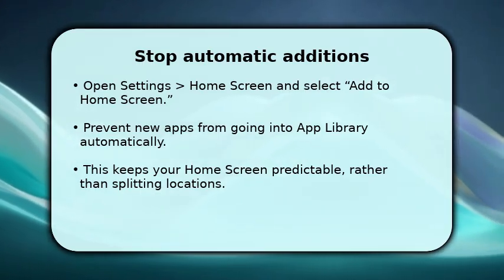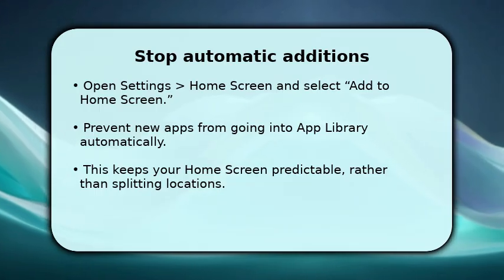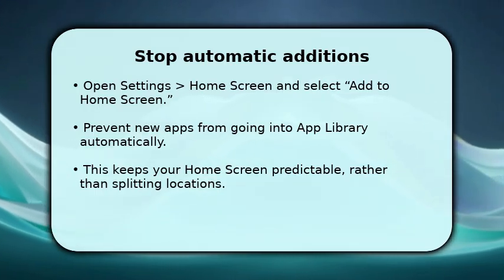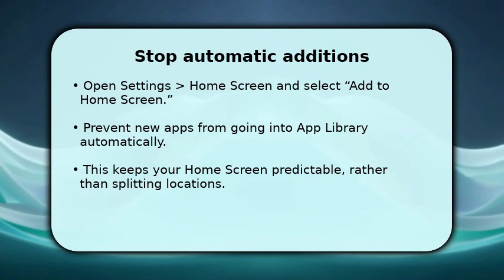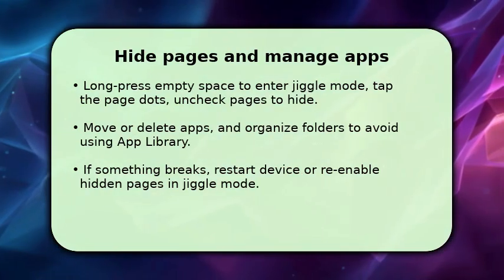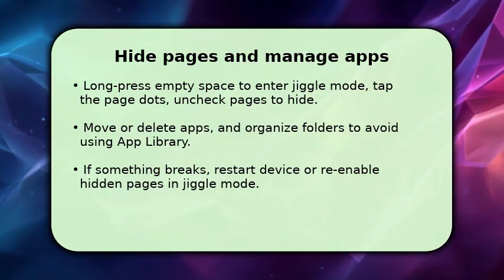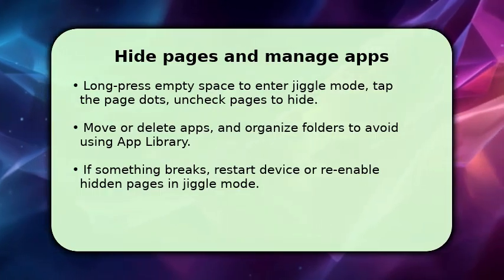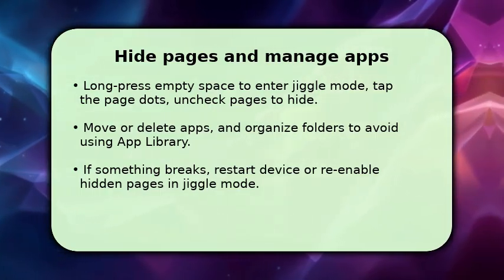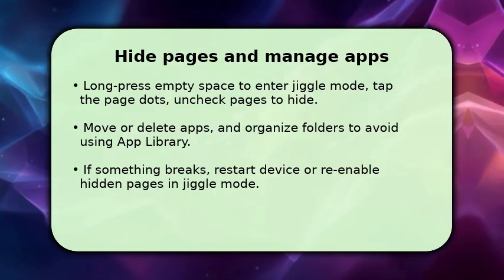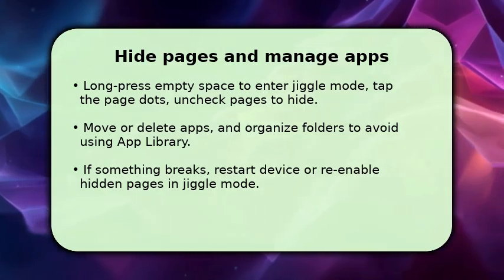You can always move apps manually later. This step addresses why the app library feels unavoidable. It's often the default for new apps. Finish by hiding home screen pages you don't want visible and consolidating apps into folders so you rarely need the app library. Long press an empty area, tap the row of dots, then uncheck pages to hide them.